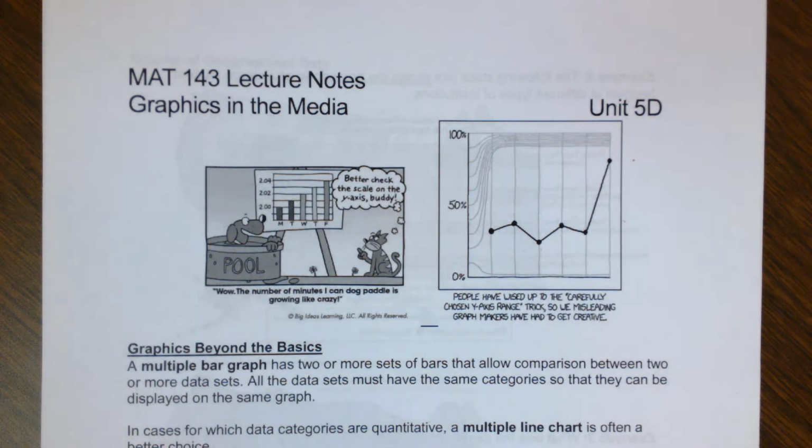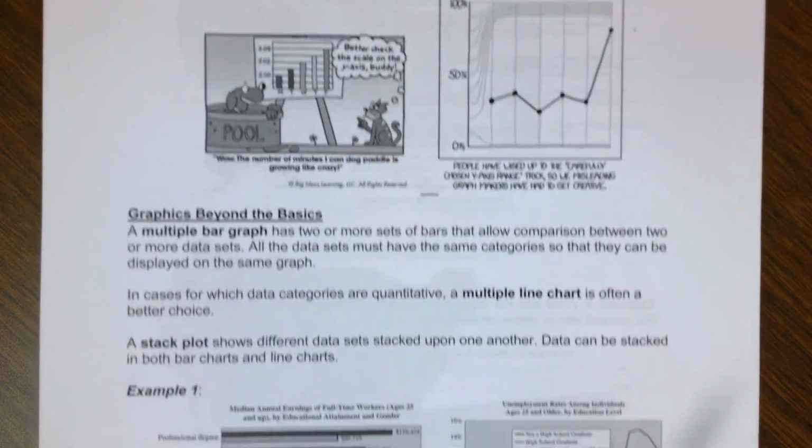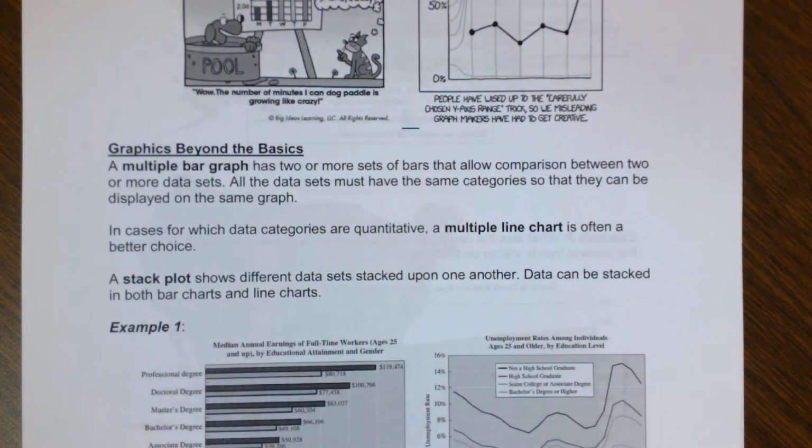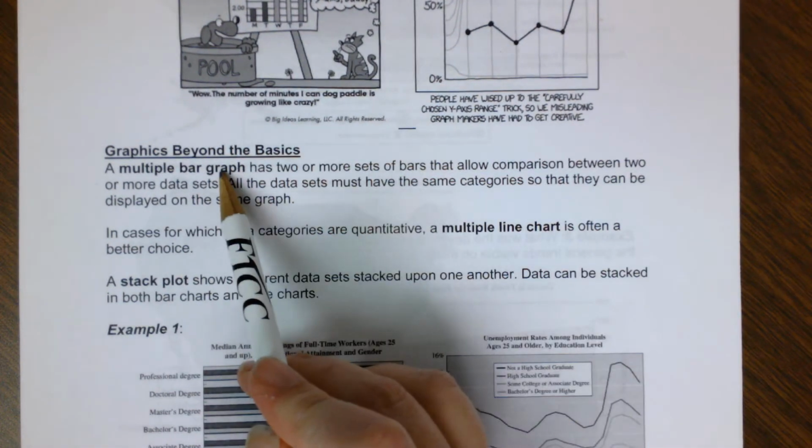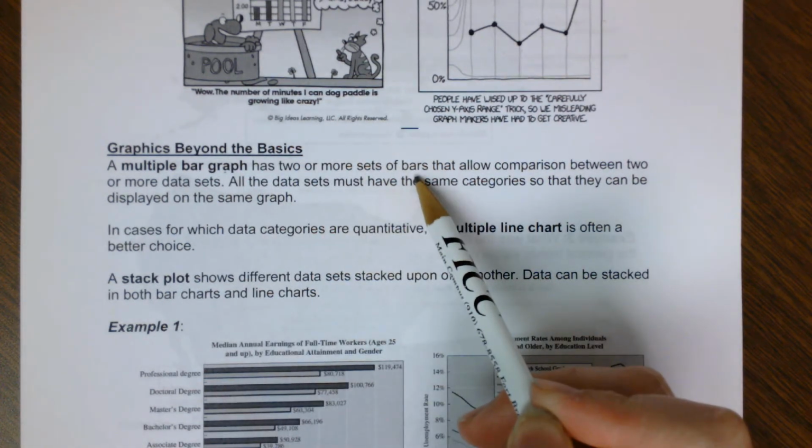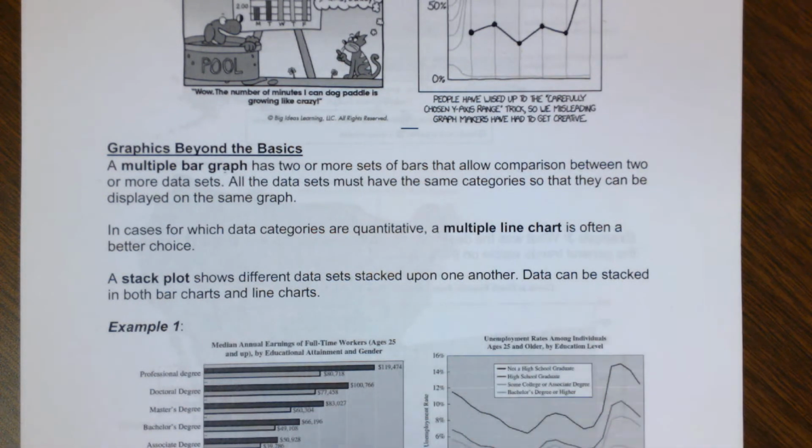So 5D, we're continuing to look at graphs and pictures and all that, but we're going to go a little bit deeper into it. Not deeper, but look at more complex graphs, as well as how sometimes they are misleading. So a few different more complex graphs is if we have a multiple bar graph where you have two or more sets of bars, so you can compare between two or more data sets.